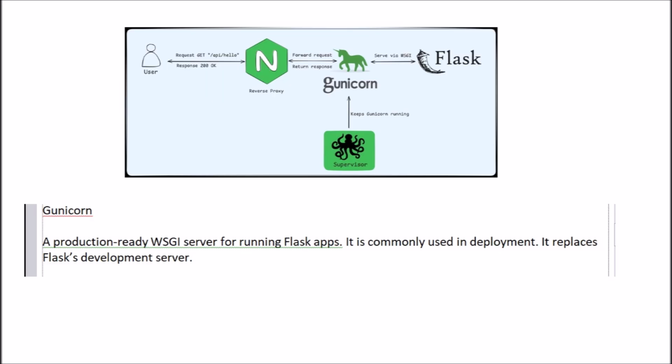Gunicorn. A production-ready WSGI server for running Flask apps. It is commonly used in deployment. It replaces Flask's development server.